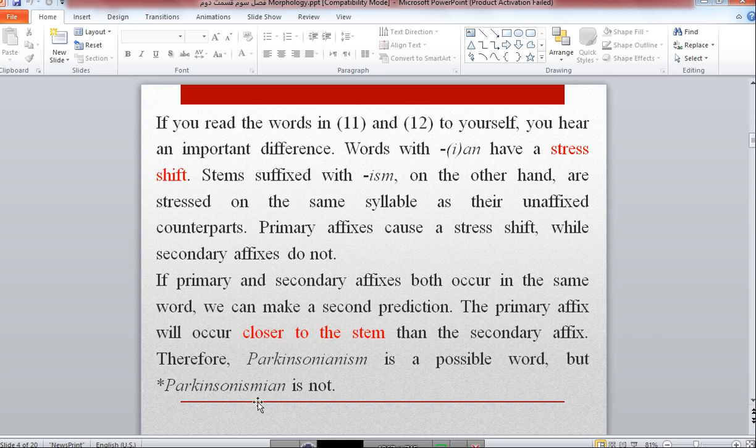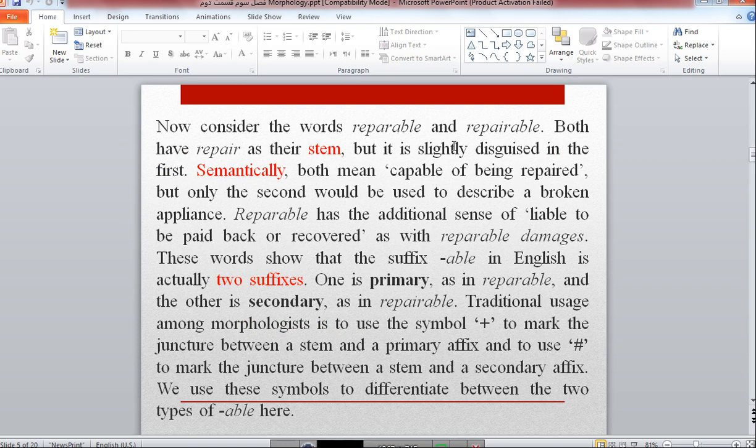So now consider the words reparable and repairable. You see these two examples. Both have repair as their stem, but it is slightly disguised in the first. Semantically, both mean capable of being repaired, but only the second would be used to describe a broken appliance. Reparable has the additional sense of liable to be paid back or recovered, as with reparable damages.